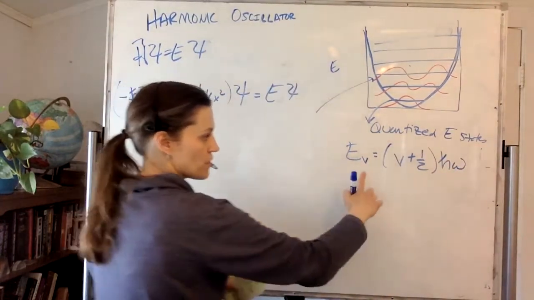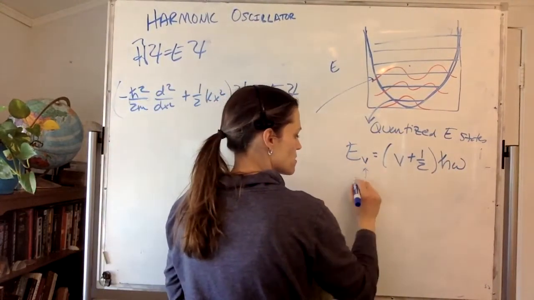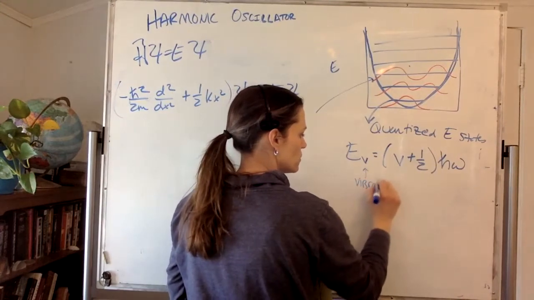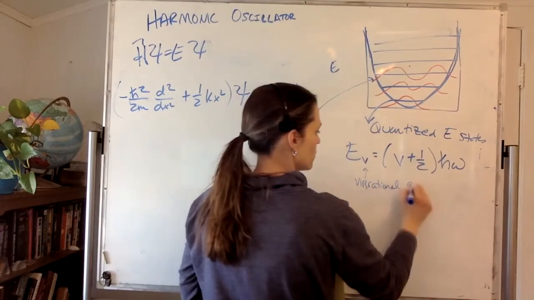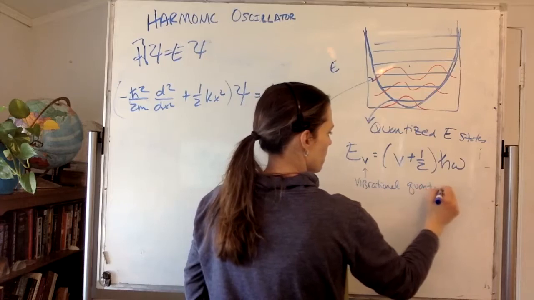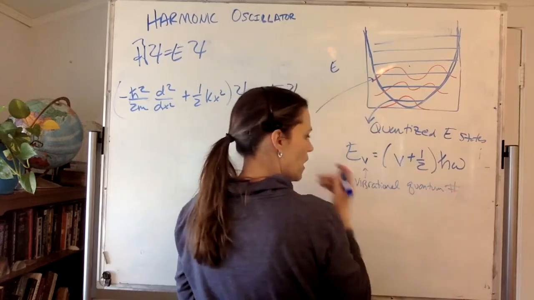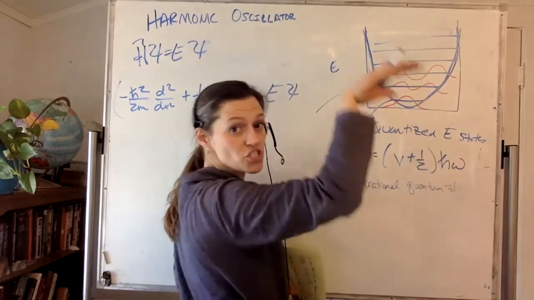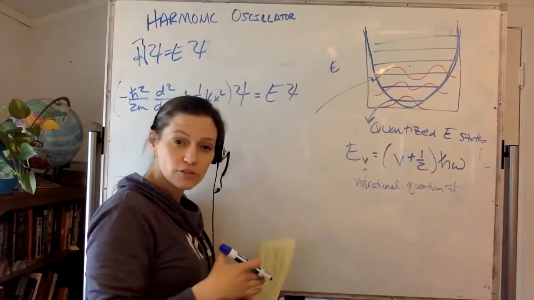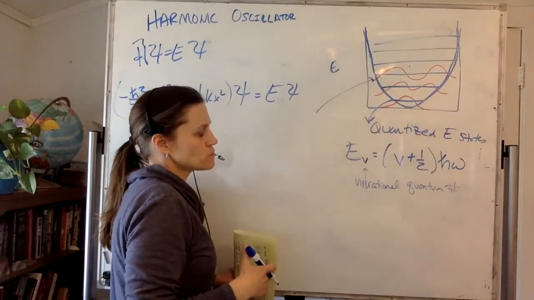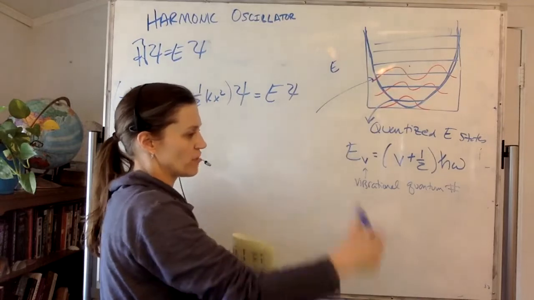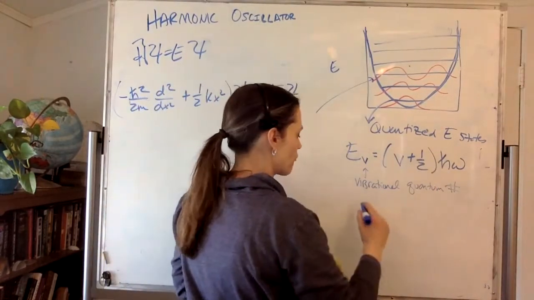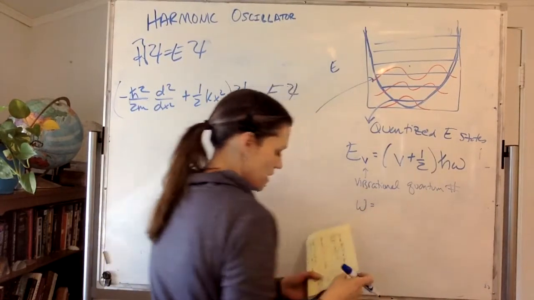All right, now this V here represents the vibrational quantum number. So that's the quantized number that's changing, like the n was associated with energy states. So V is associated with vibrational states. H bar you're familiar with. Omega is the frequency.